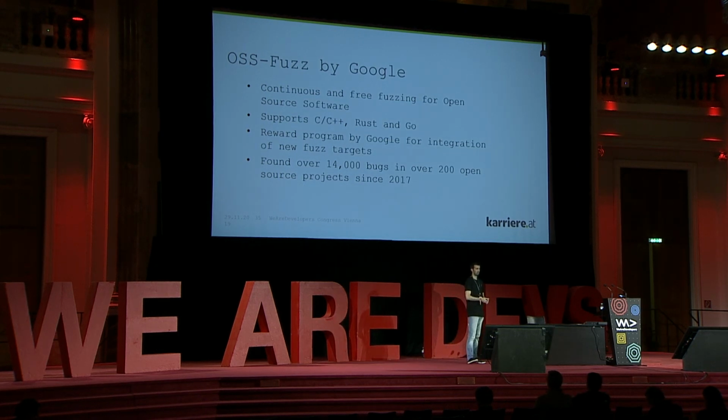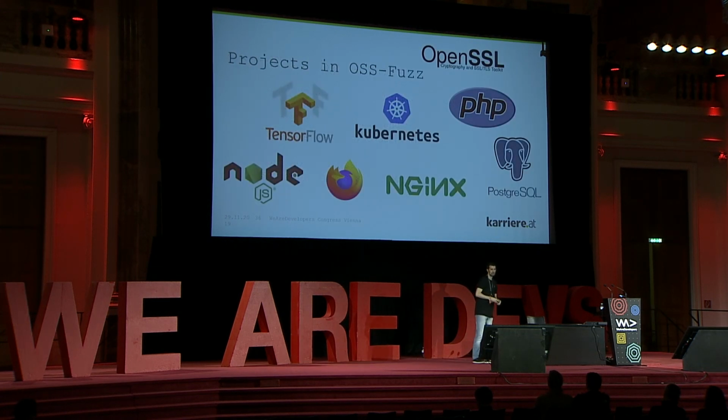And what I really find astonishing is that OSS-Fuzz found over 14,000 bugs in over 200 open source projects since 2017. I think no developer could achieve this, so fuzzing really finds a lot of bugs. If you ask yourself what projects are in OSS-Fuzz, this is a short excerpt of projects. It's TensorFlow, Node.js, Firefox. You probably used some of this software. This is all getting fuzzed in OSS-Fuzz.